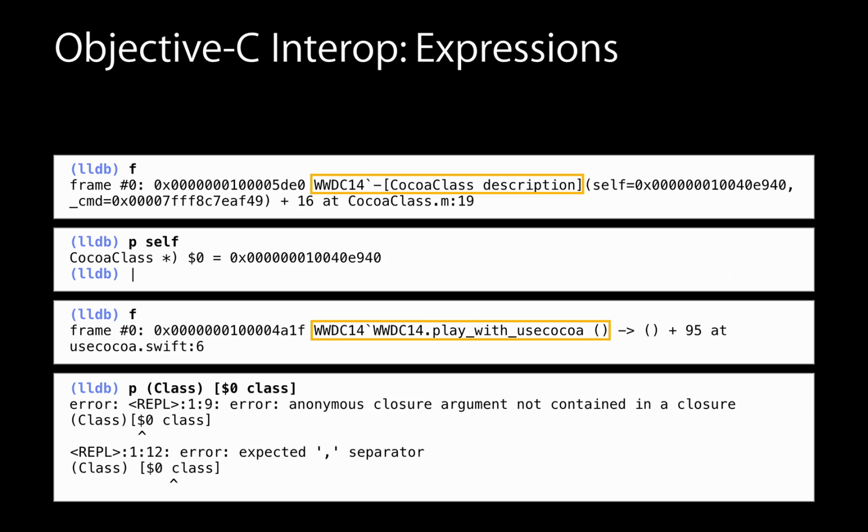Since we're in a Swift frame, the Swift compiler is trying to compile your expression with Swift syntax. But that's not Swift syntax, that's Objective-C syntax. And so the compiler gets really unhappy, and it mentions things like anonymous closure argument not contained in a closure. OK, I must be doing something wrong here. Well, what's going on is you're trying to use the other language.